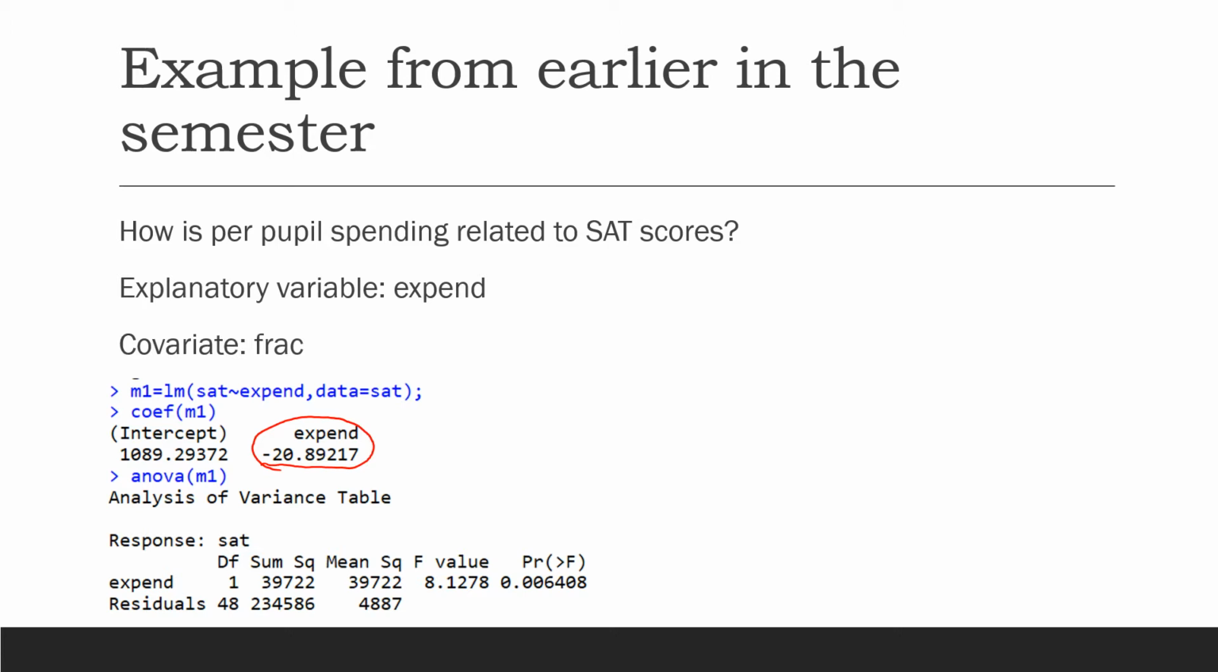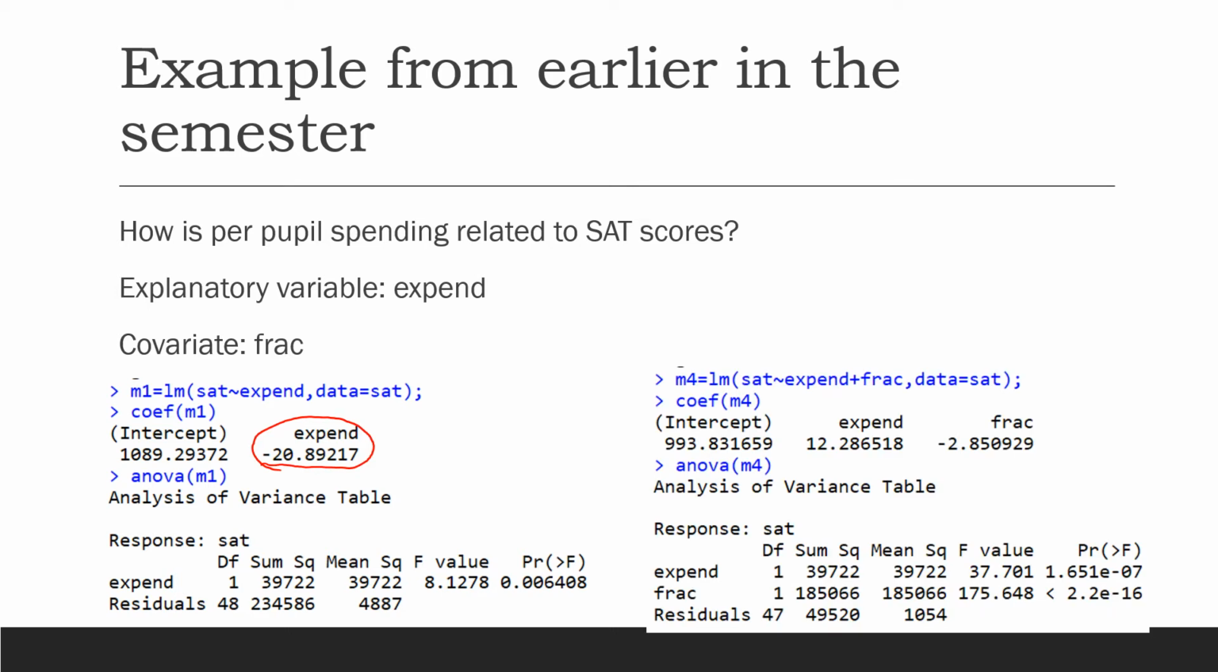Now, when we controlled for the covariate frac, which was the fraction of students taking the SAT in each state, then we saw that the coefficient for expenditure changed sign. Once we've controlled for the fraction of students who are taking the SAT in each state, increased student spending is associated with higher SAT scores.